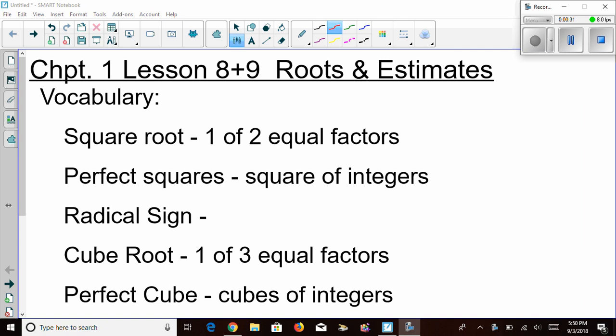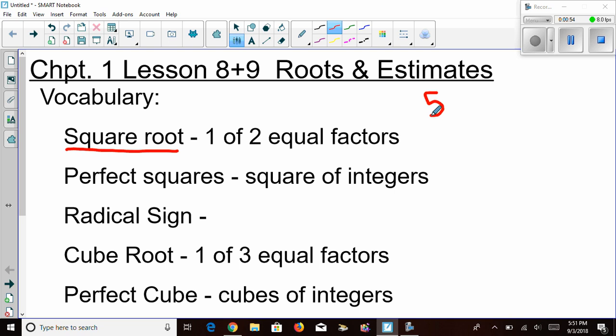To start, let's talk about what a square root is. I'm going to use bits and pieces of information you already know. It says that the square root is one of two equal factors. Let's break that down using things you already know.